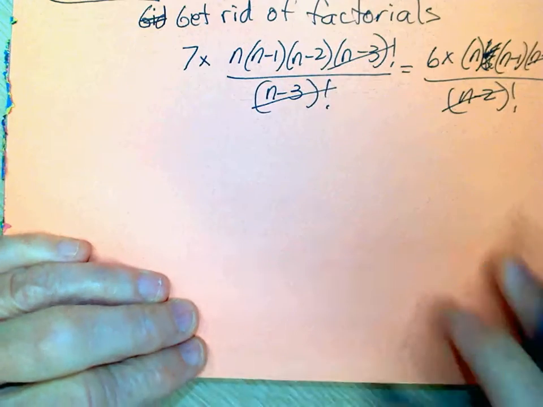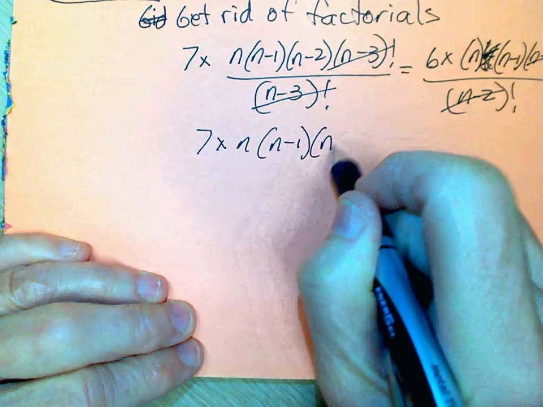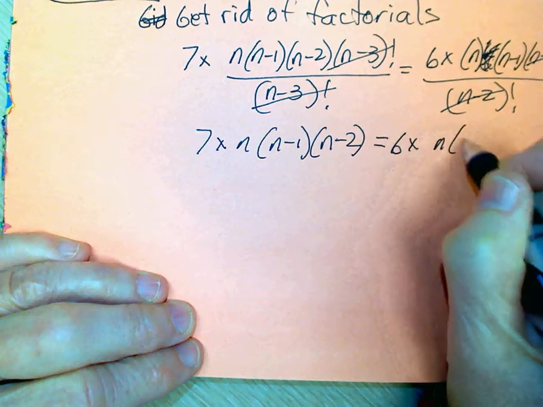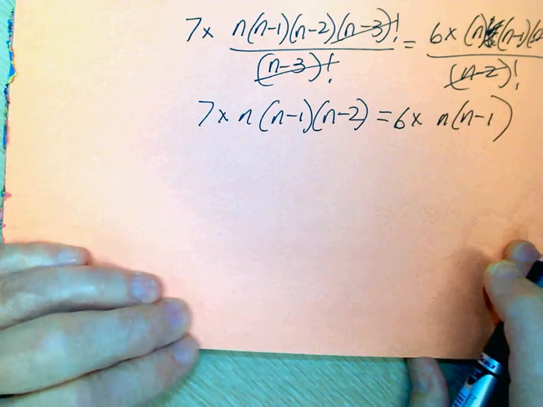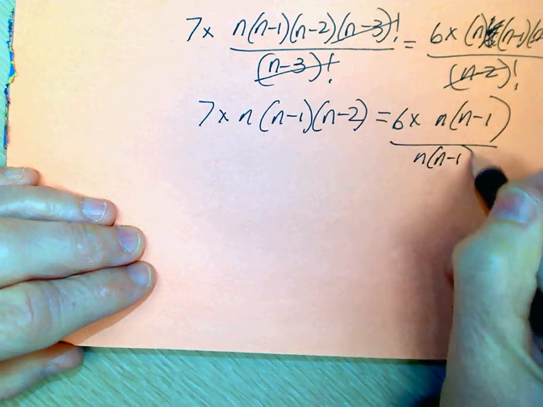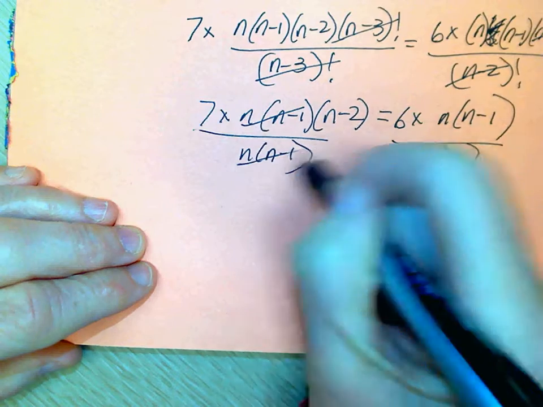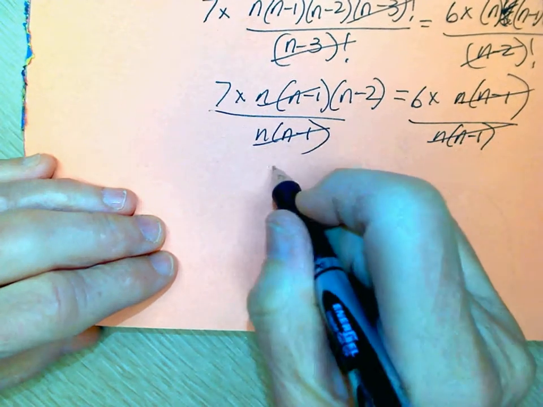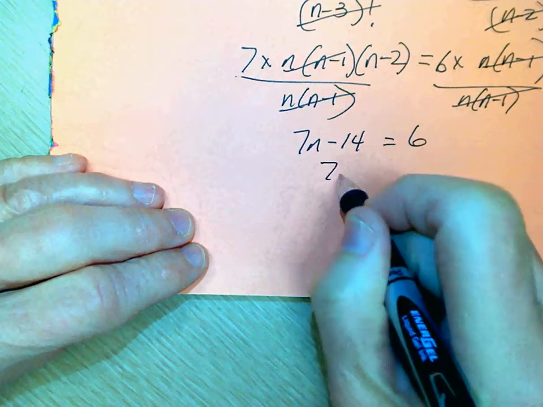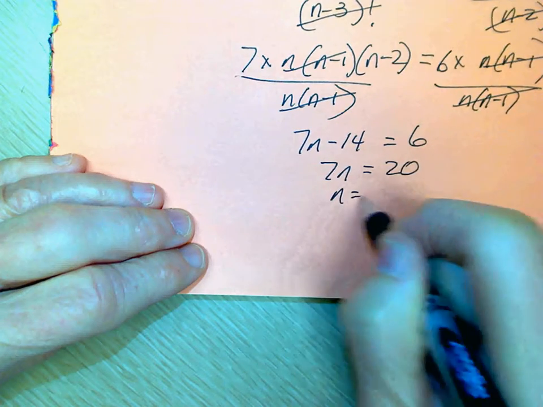So right now we have 7 times (n minus 1)(n minus 2) equals 6 times n times (n minus 1). The nice thing is we can divide both sides by n times (n minus 1), so that divides out and that divides out. So we have 7n minus 14 equals 6. 7n equals 20, n equals 20 over 7.